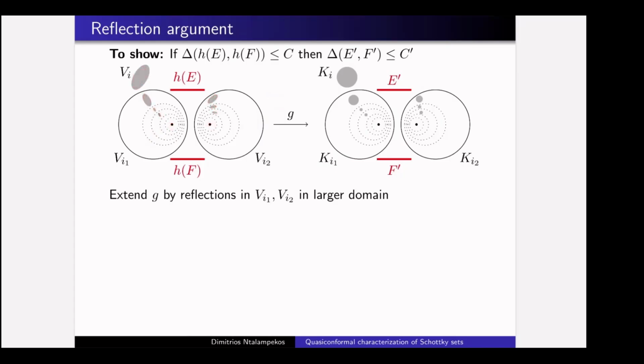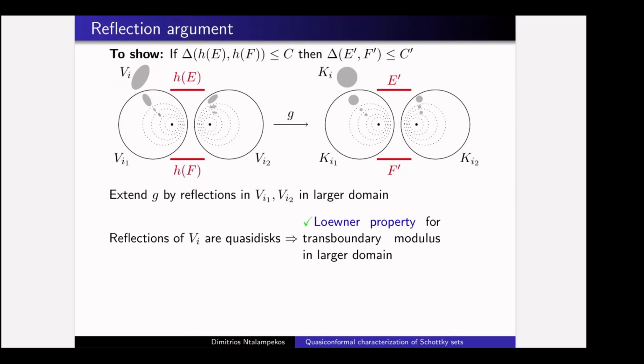Now let's make some remarks about this extension process. First, the reflections of V_i are still uniform quasi-disks because reflections are Mobius transformations, so they will preserve the property of being a quasi-disk. And therefore, in this new domain, we have the Leibniz property for transboundary modulus. Remember, as I said, the Leibniz property is true if the complement consists of quasi-disks. So on the domain side, everything is fine.